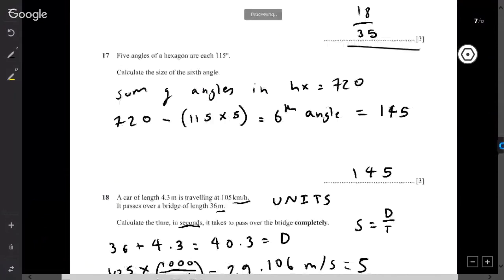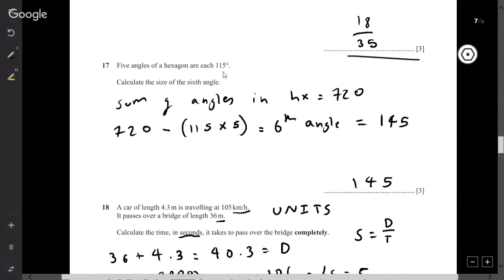Okay, number 17. 5 angles of a hexagon are 115 degrees. Calculate the size of the 6th angle. Okay, well, the sum of angles in a hexagon all add up to 720. So we can say that the 6th angle is 720 minus 115 times 5. So that's the 6th angle, which is 145.